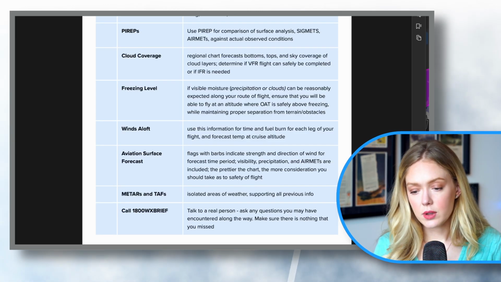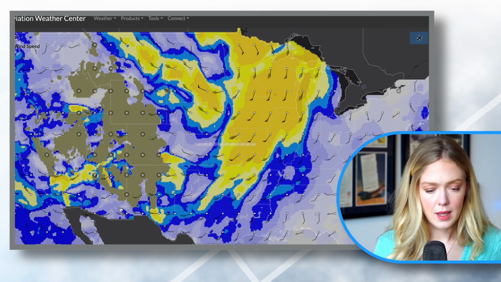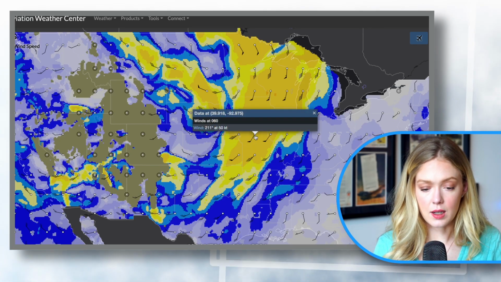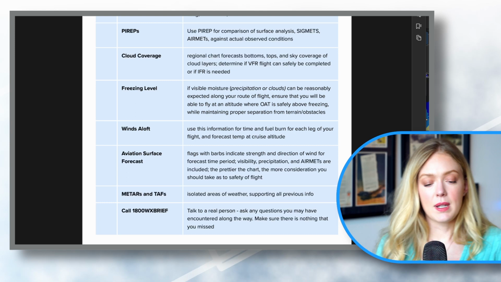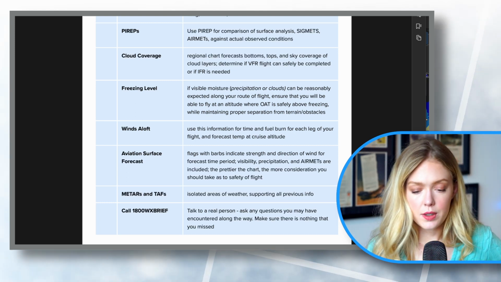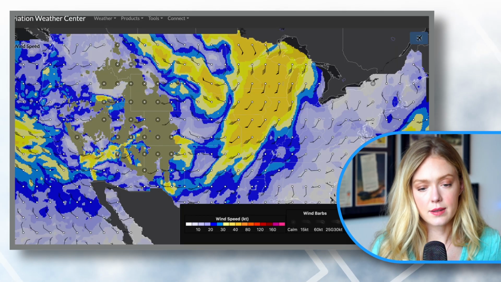We looked at freezing level. We'll look at winds aloft, 7,000 feet, 50 knots here from the southwest. You'd have to take that into account in terms of your time for each leg, of course your fuel burn, and then do you have the fuel to make it with your reserves? All right, we looked at METARs and TAFs. Last thing that we would want to do is look at our forecasts.